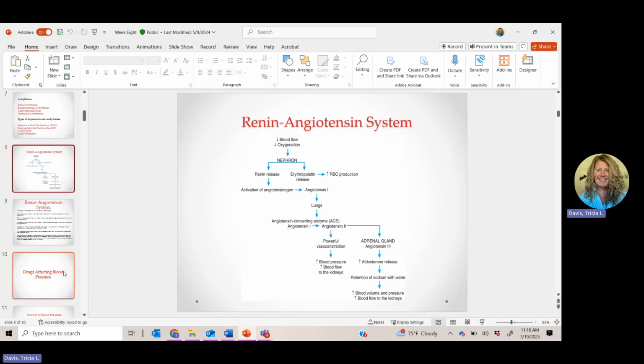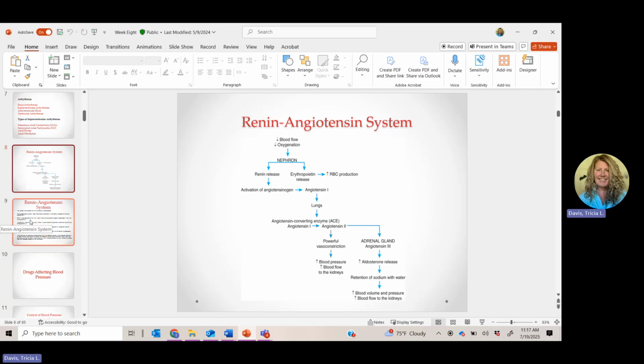So this renin-angiotensin system does three things. It's going to vasoconstrict to increase our blood pressure. It's going to make more red blood cells. And it's going to cause the body to retain sodium with water to increase the blood pressure.